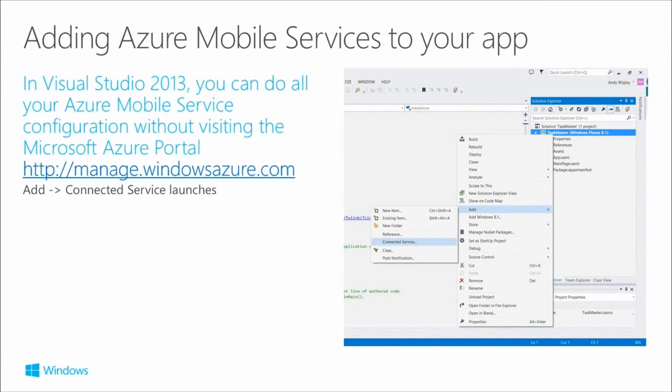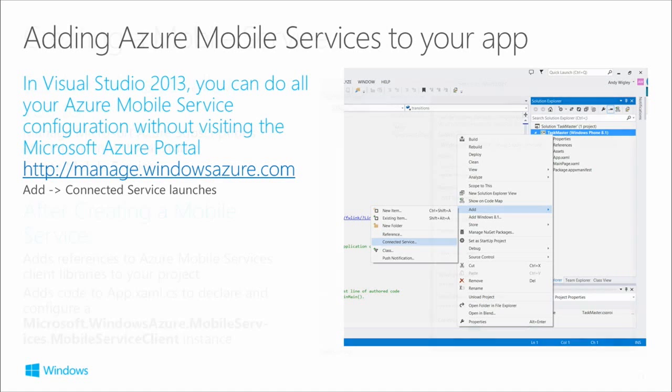There are great tools in Visual Studio 2013 which you can use to create the Azure mobile service. Now, you can go to the Microsoft Azure portal, which is at manage.windowsazure.com. You need to sign up for a Windows Azure subscription, and you can create all your services in there, obviously. You can do all the stuff that you like in the Azure portal. But there are now great tools built into Visual Studio that help you do a lot of that work from within the dev tool.